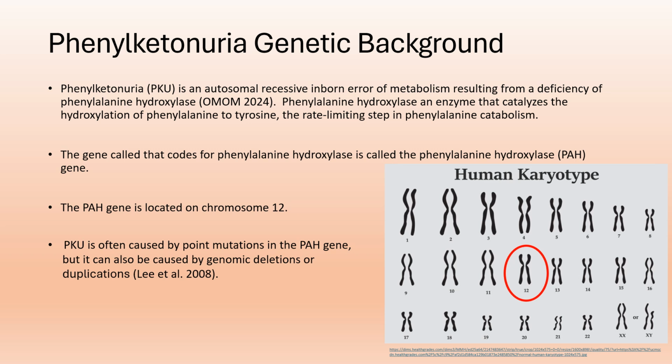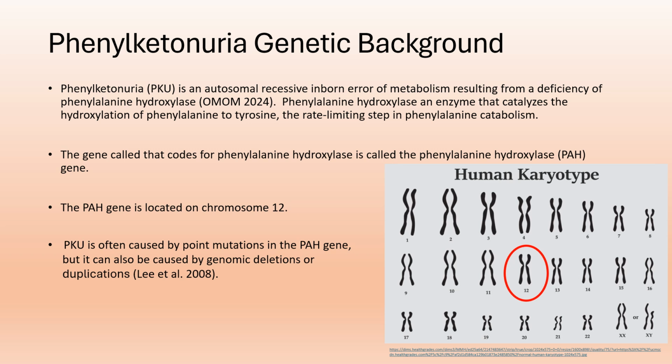In terms of phenylketonuria, in terms of its genetic background, like I said, it's an autosomal recessive disease. It causes a deficiency in the phenylalanine hydroxylase enzyme, which is an enzyme that catalyzes the hydroxylation of phenylalanine to tyrosine, which is rate limiting in phenylalanine catabolism. So essentially what happens is there's a buildup of phenylalanine in the body, which causes a lot of issues.